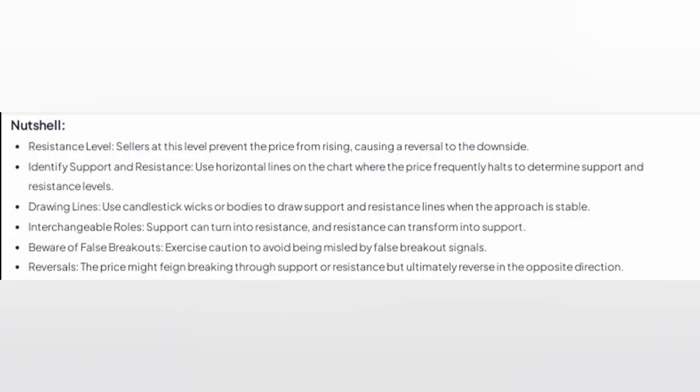Nutshell. Resistance level: sellers at this level prevent the price from rising, causing a reversal to the downside. Identify support and resistance: use horizontal lines on the chart where the price frequently halts to determine support and resistance levels. Drawing lines: use candlestick wicks or bodies to draw support and resistance lines when the approach is stable. Interchangeable roles: support can turn into resistance, and resistance can transform into support. Beware of false breakouts: exercise caution to avoid being misled by false breakout signals. Reversals: the price might feign breaking through support or resistance but ultimately reverse in the opposite direction.